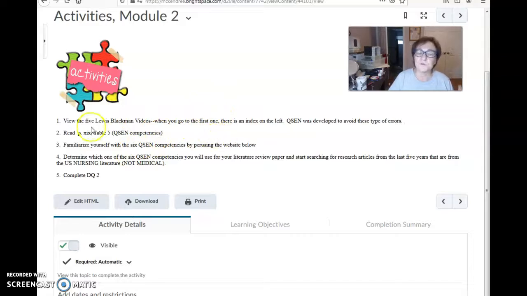When you go to the first one, there's an index on the left. And I think there's 4 or 5 of them. I can't really remember, but they're 5. I just read that. And QSEN was developed to help us avoid errors like these. And then in your book, read page Roman numeral XIX, table 5. Familiarize yourself with the 6 QSEN competencies by perusing the website below and determine which one of these you want to do your literature review paper on.